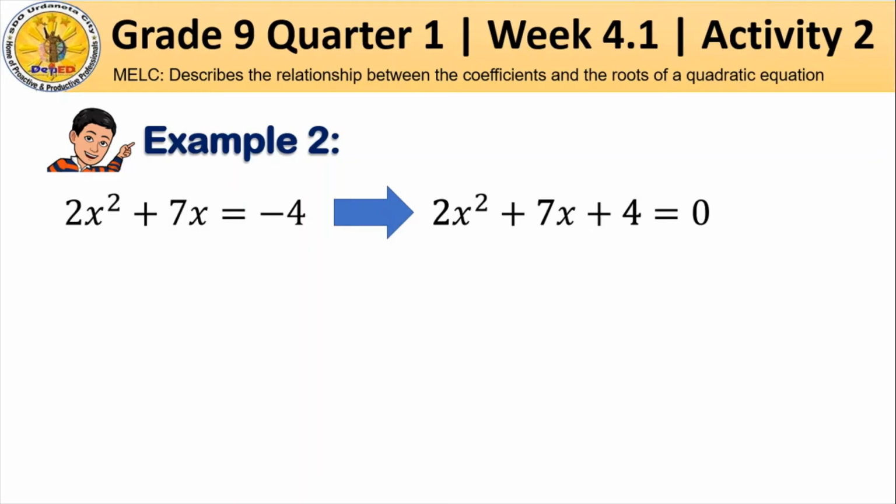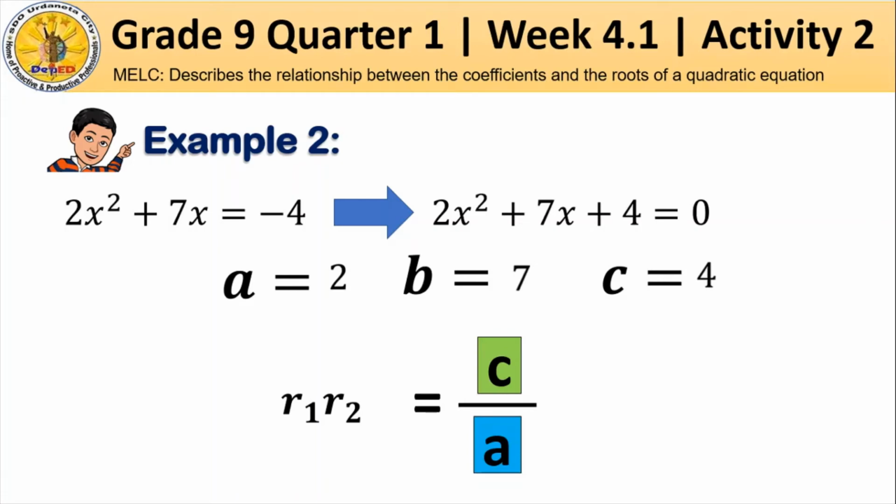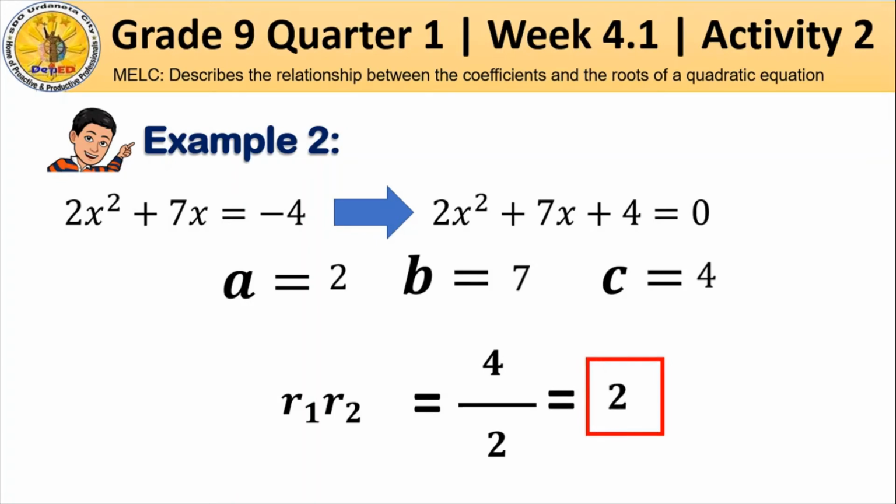Then we will identify the values of A, B, and C. A is equal to 2, B is equal to 7, and C is equal to 4. Using the formula r sub 1 times r sub 2 is equal to C over A, we will substitute C as 4 and A as 2. Finally, we simplify. 4 divided by 2 is equal to 2.